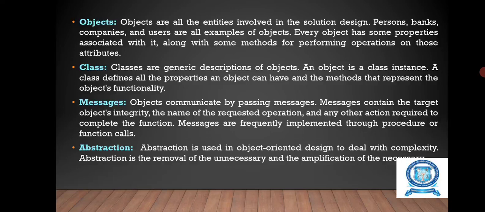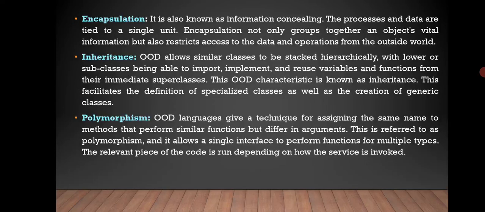Messages. Objects communicate by passing messages. Messages contain the target object's identity, the name of the requested operation, and any other information required to complete the function. Messages are frequently implemented through procedure or function calls. Abstraction. Abstraction is used in object-oriented design to deal with complexity. Abstraction is the removal of the unnecessary and the application of the necessary things.